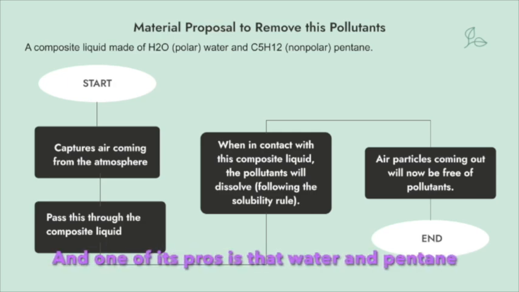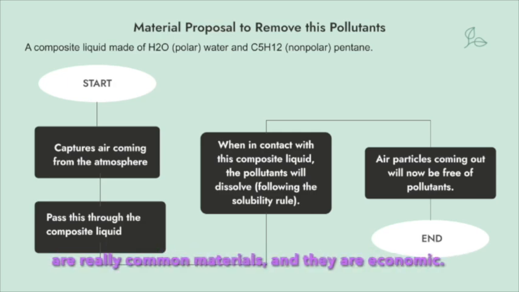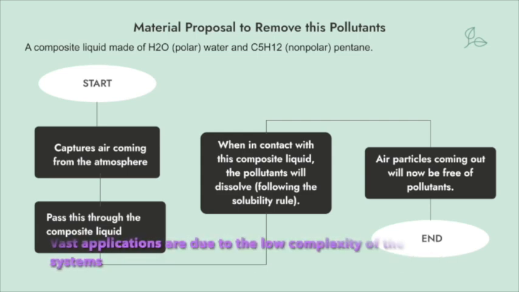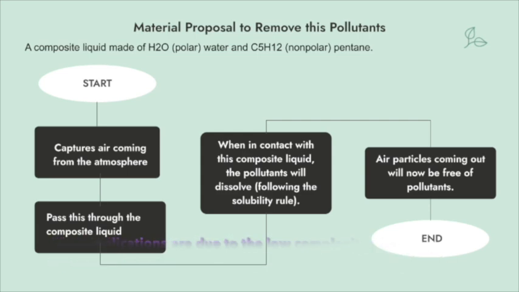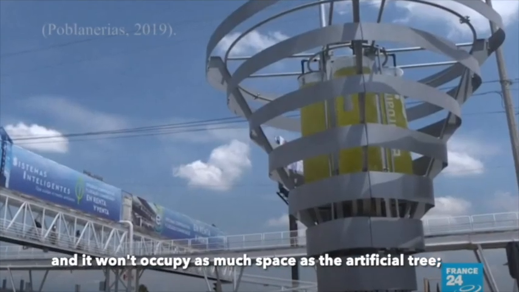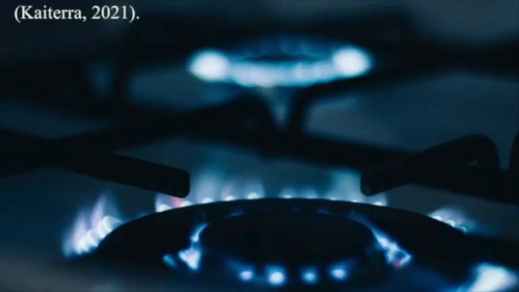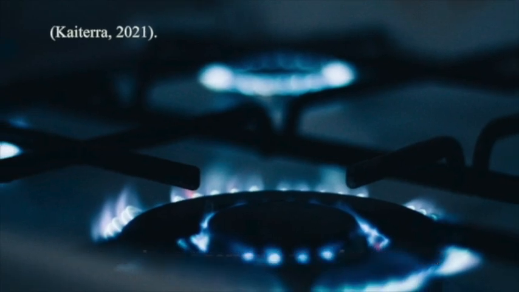And one of its pros is that water and pentane are really common materials and they are economic. Fast applications are due to the low complexity of the systems and it won't occupy as much space as, for example, the artificial tree. It doesn't have a narrow range of customers.